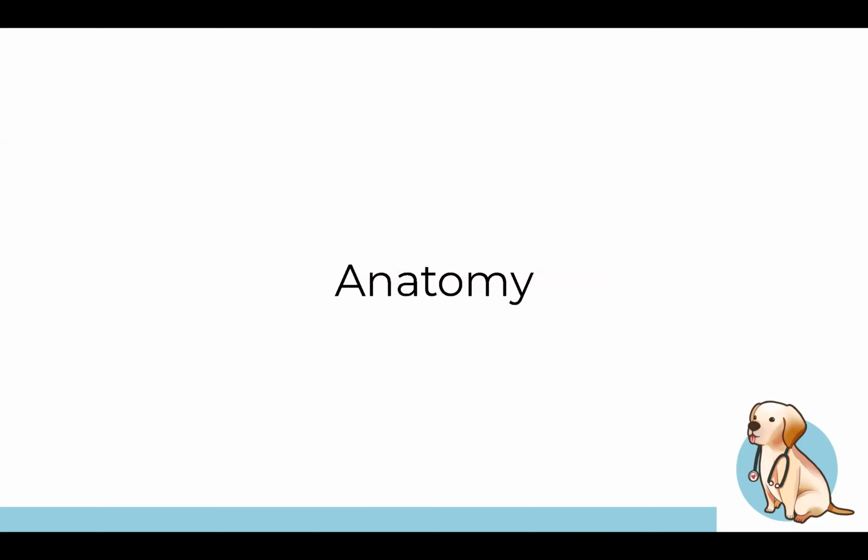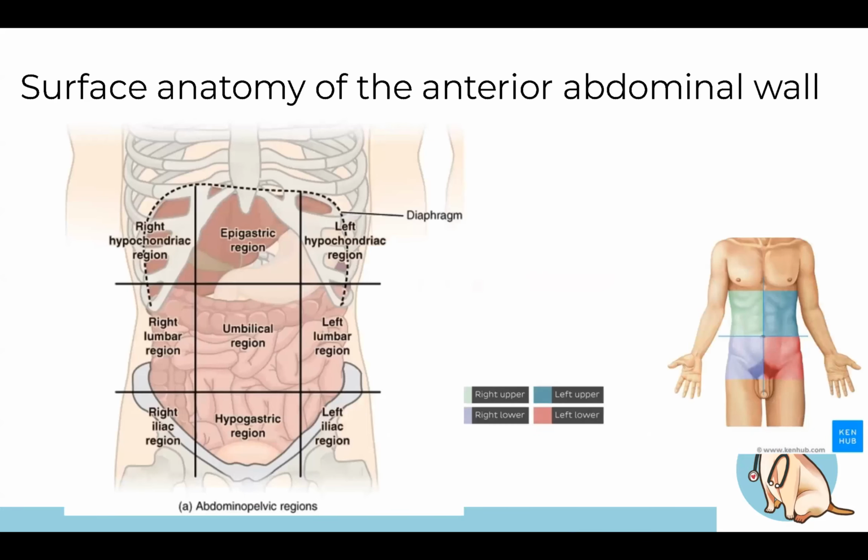So we're going to be covering the anterior abdominal wall. This is just some surface anatomy. I highly recommend you get really familiar with all the names of the surface anatomy. You can see here on the right, we have a simpler image where we've just divided the abdomen into four quadrants. The green is right upper quadrant, left upper quadrant, right lower quadrant, left lower quadrant.